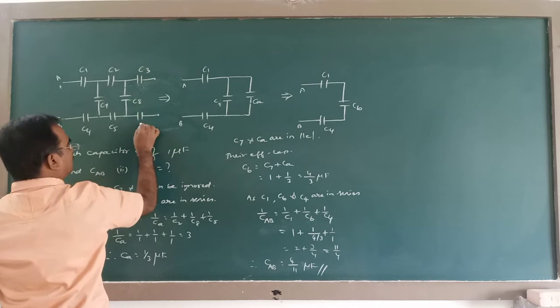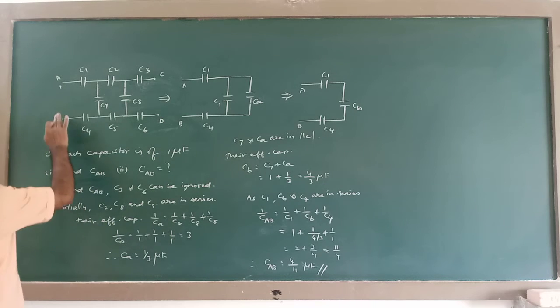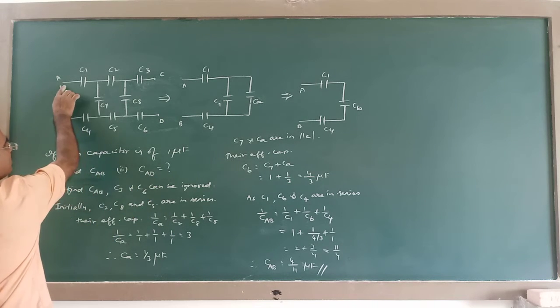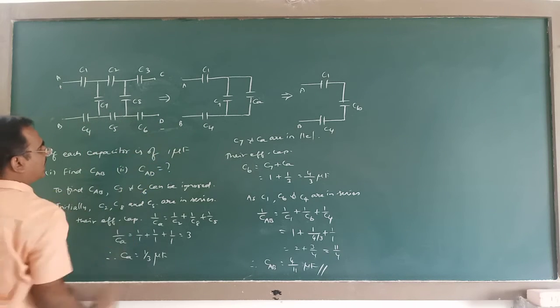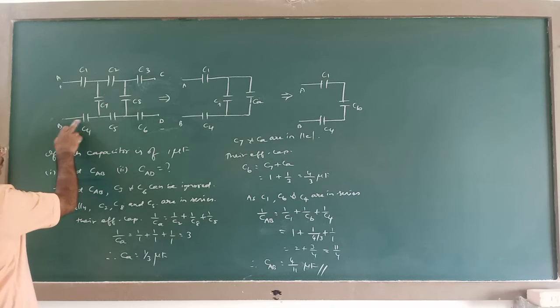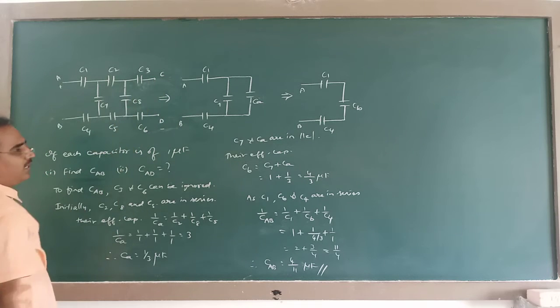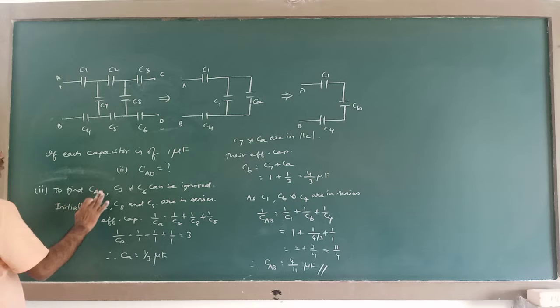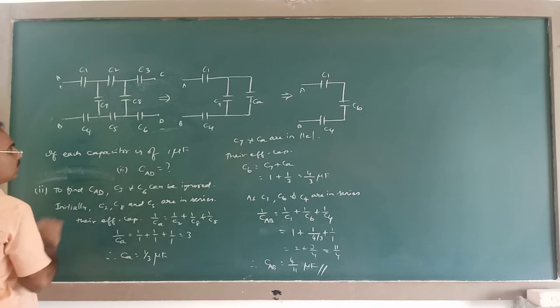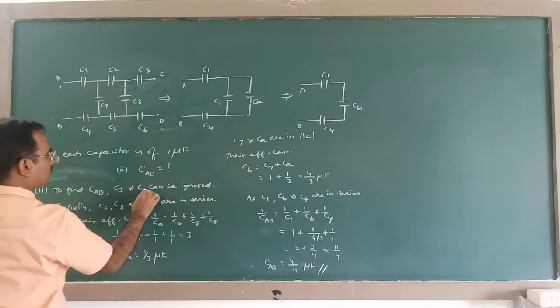This is C3, this is C6, this point is C and this point is D. When you are asked to find this CAD between these 2 points, if I apply a potential difference here, positive potential, and here negative potential, this plate being free does not get any charge. This is also free, this also does not get any charge. So, second part of the problem, to find CAD, this C3 and C4 can be ignored.